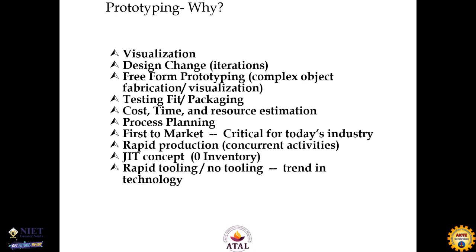There are different degrees of prototyping we need before finally producing the part. By prototyping, as we already discussed, visualization, design changes and iterations are possible: free form prototyping, complex object fabrication, visualization, testing fit, packaging, cost, time and resource estimation, process planning. Critical to today's industry are first to market, a fast approach to the market, rapid production, the just-in-time concept, zero inventory concept, rapid tooling, no tooling, trends in the technology. For all of these, we need a fast prototyping system.